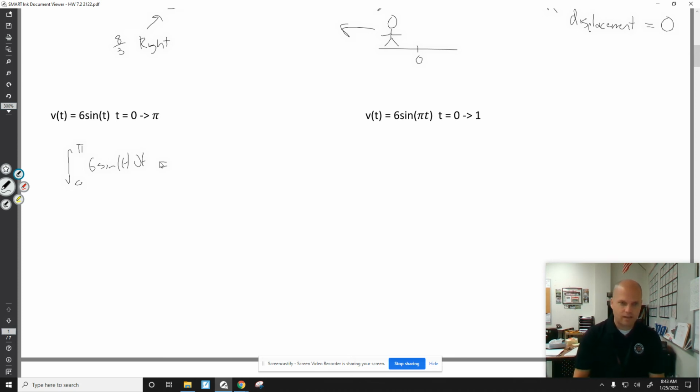The alternate way to calculate that using your calculator is to take the antiderivative to find the position function and to find the change in position. Antiderivative of sine is negative cosine. We just have to remember the derivative of cosine is negative sine, so I need a negative cosine to get a positive sine. C won't matter. I'll keep putting it in here.